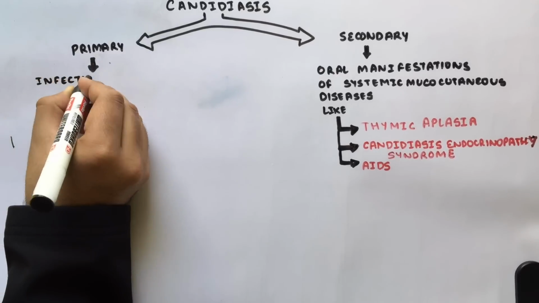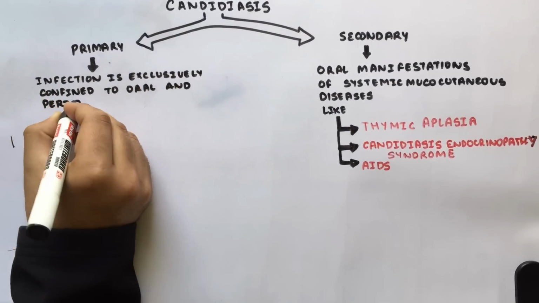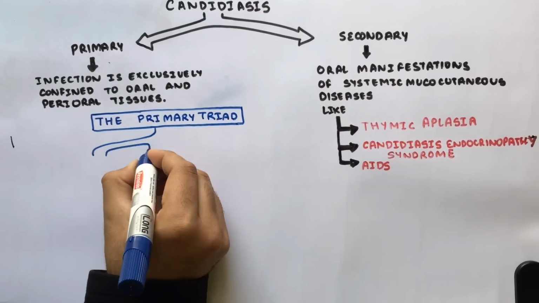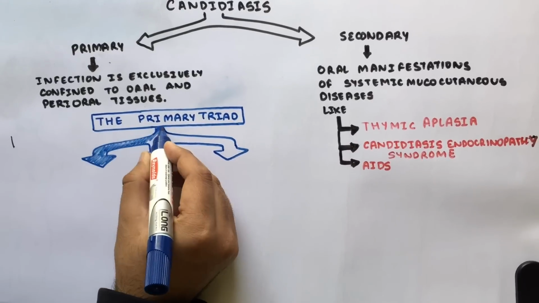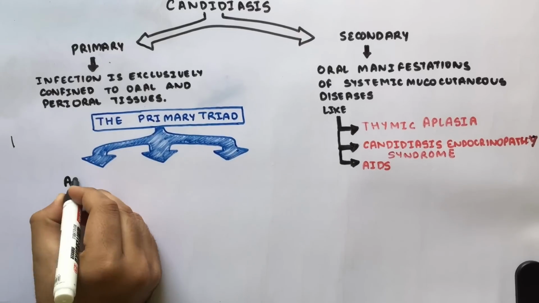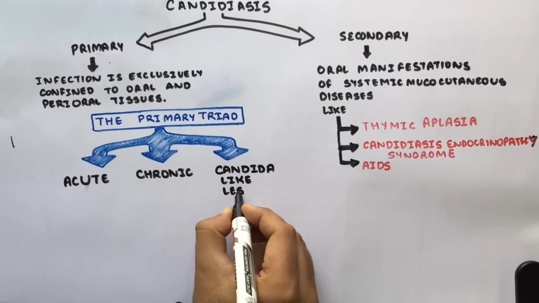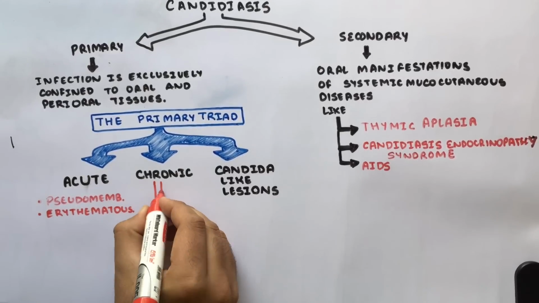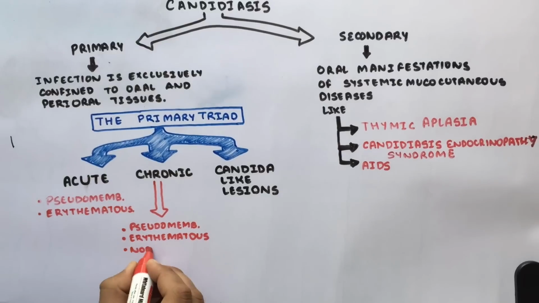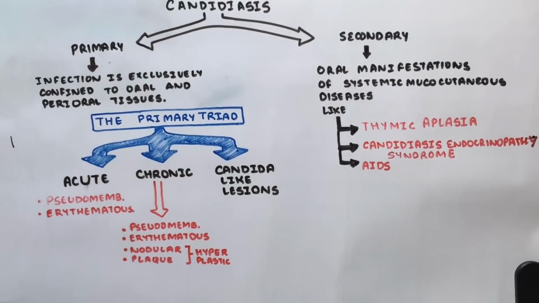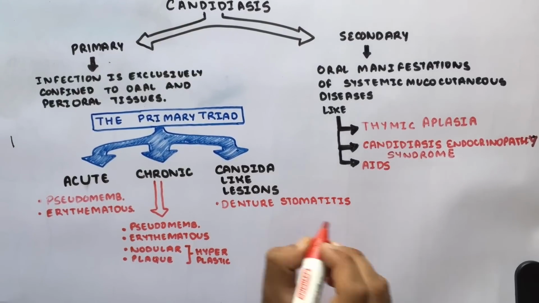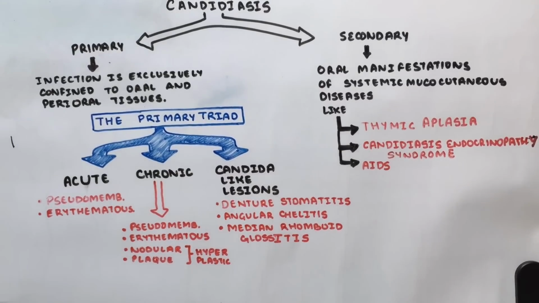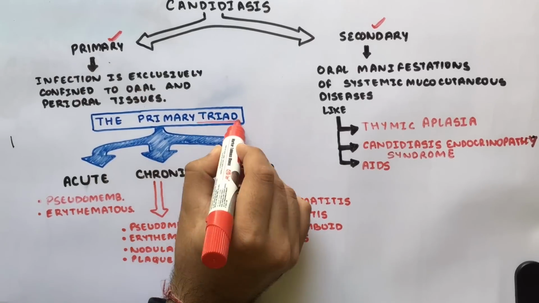In primary oral candidiasis, the infection is exclusively confined to the oral and the perioral tissues. The primary group consists of acute, chronic, and the candida-associated lesions. The acute forms further consist of pseudomembranous and the erythematous form. The chronic form consists of again pseudomembranous, erythematous form, and the hyperplastic form. The candida-associated lesions are denture stomatitis, angular cheilitis, and median rhomboid glossitis.